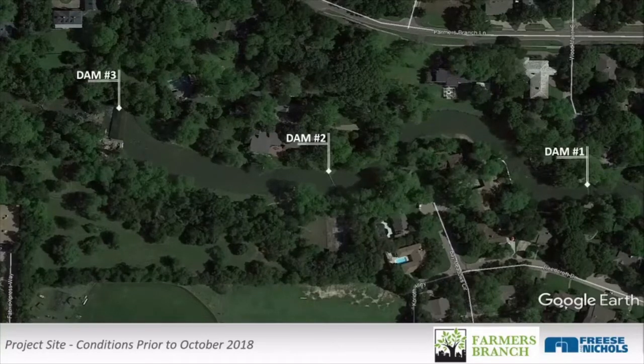Okay, so this aerial imagery shows the conditions on the project site prior to October of 2018. Notice that we have 3 dam structures and that this is a ponded section of the creek controlled primarily by dam number 3 here to the left. Now, notice very carefully how this landscape is going to change as we go into our next slide.